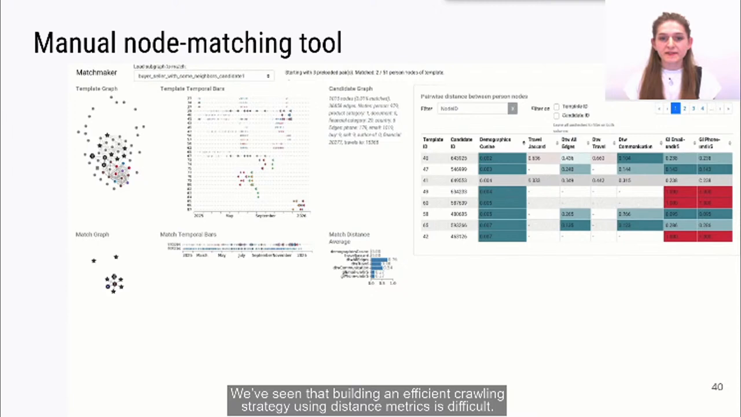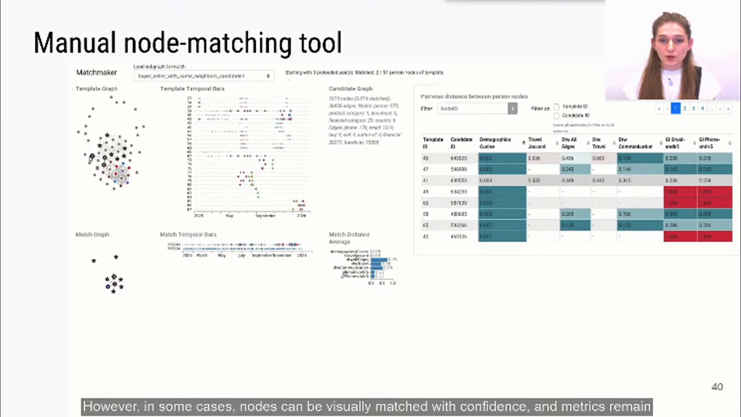We've seen that building an efficient crawling strategy using distance metrics is difficult. However, in some cases, nodes can be visually matched with confidence, and metrics remain useful to narrow down the number of possibilities to look at. This motivated us to build this manual matching tool using both distance metrics and visual representations.